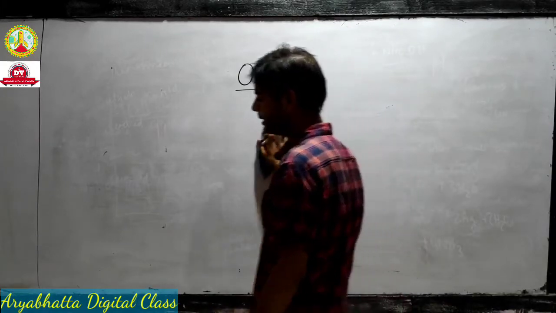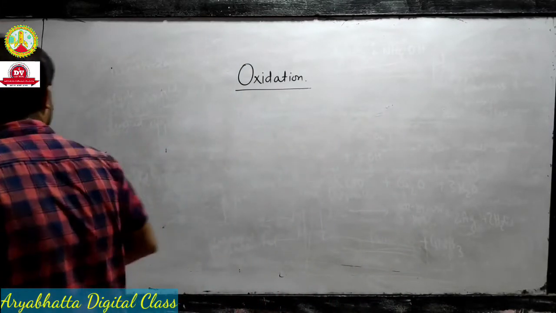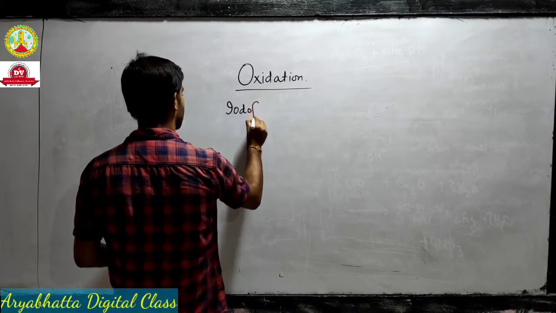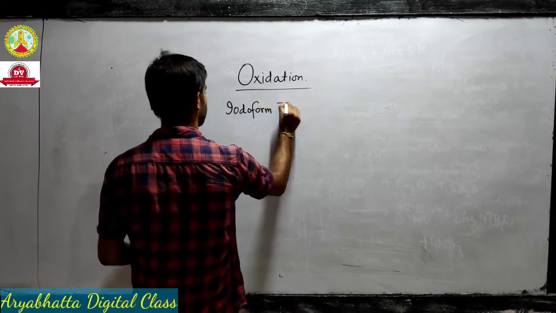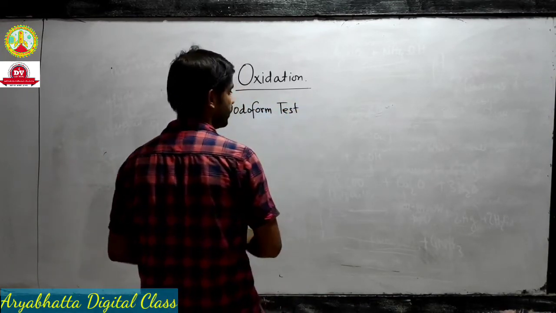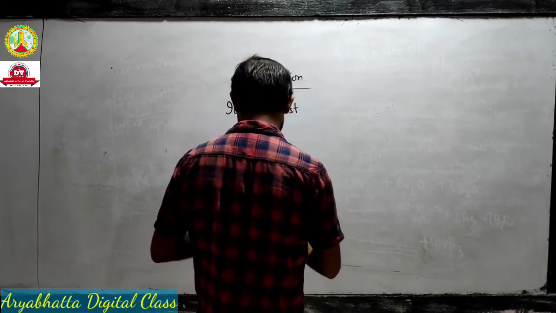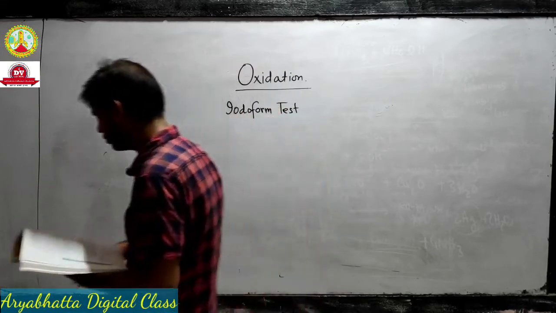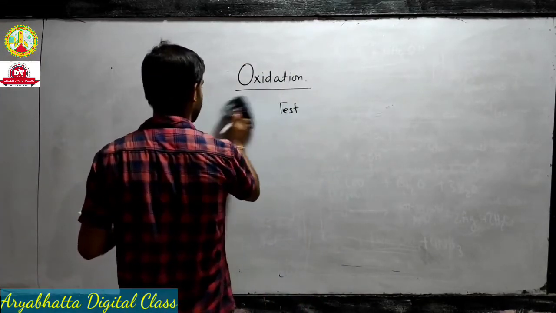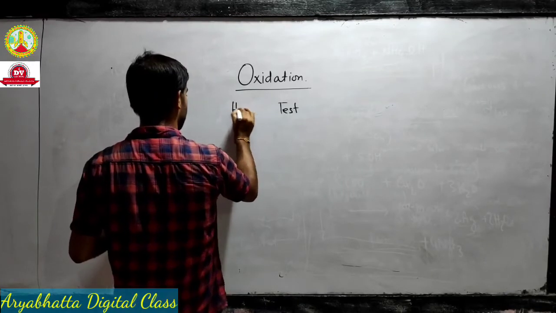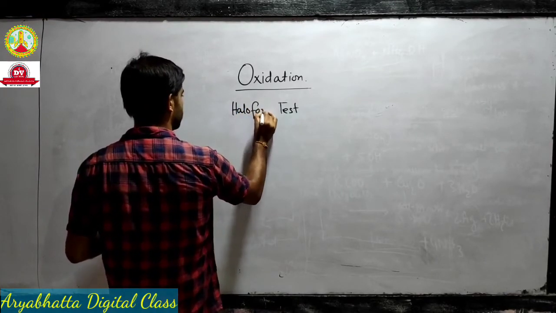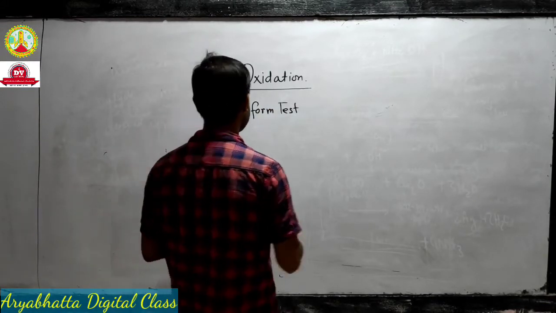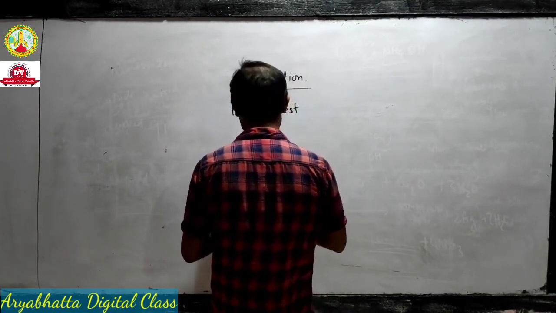It's also oxidizing in nature, and this is called the iodoform test. Sometimes it's referred to as the haloform reaction. It's better to read it as haloform, because if we say halogen, we can write for iodine also. Haloform test for methyl ketones.